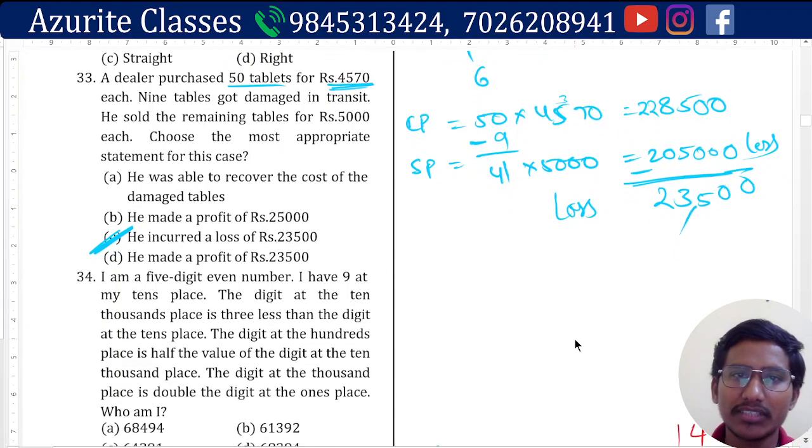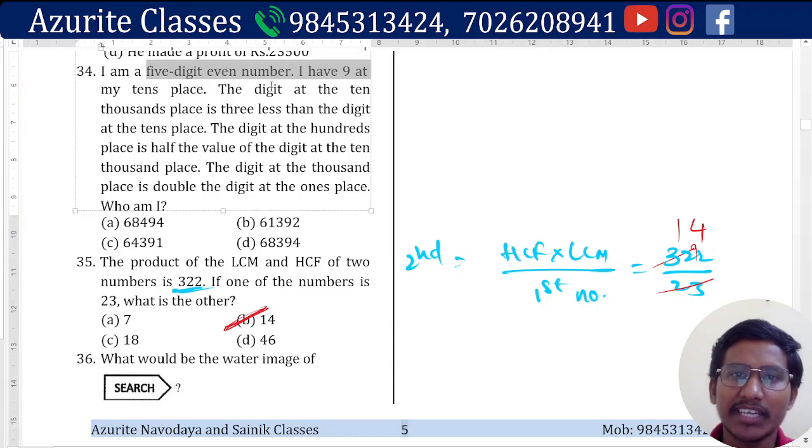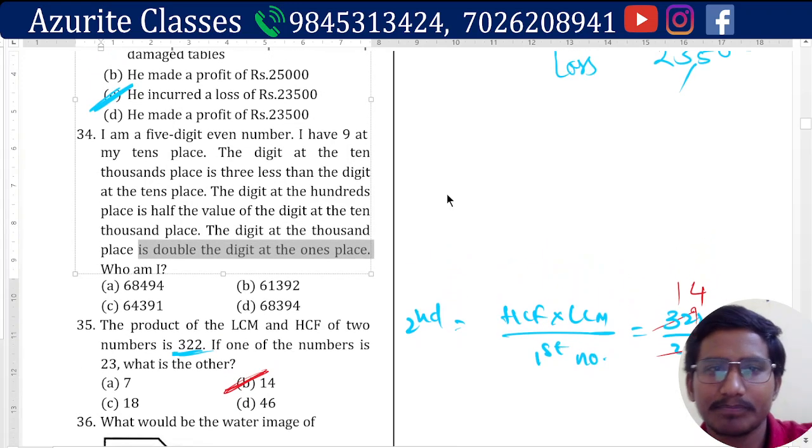Now 34th question. So what is the question? I am a 5-digit number. I have 9 at my tens place. The digit at the thousands place is 3 less than the digit at the tens place. Then the hundreds place is half of the value of the digit at the ten thousands place. The digit at the thousands place is double the digit of the ones place. So go with options.